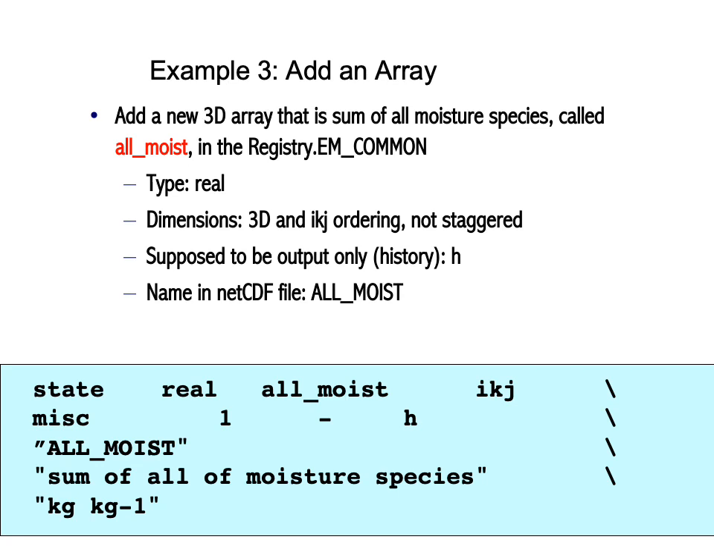Uppercase all_moist is the name of the variable that's going to appear inside of the netcdf output file. And then we have two extra pieces that are nice to put in just for documentation. The first is the brief description of what this is, and then the second is the units. The brief description and the units are not used at all by the WRF modeling system.